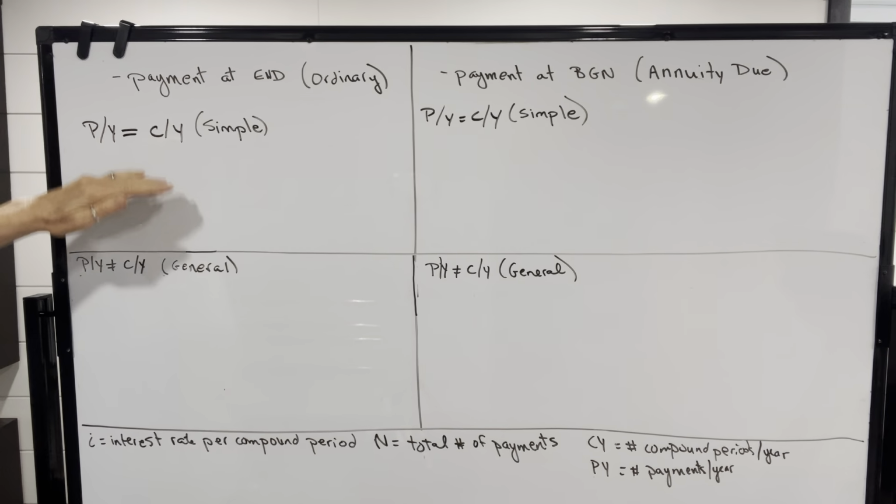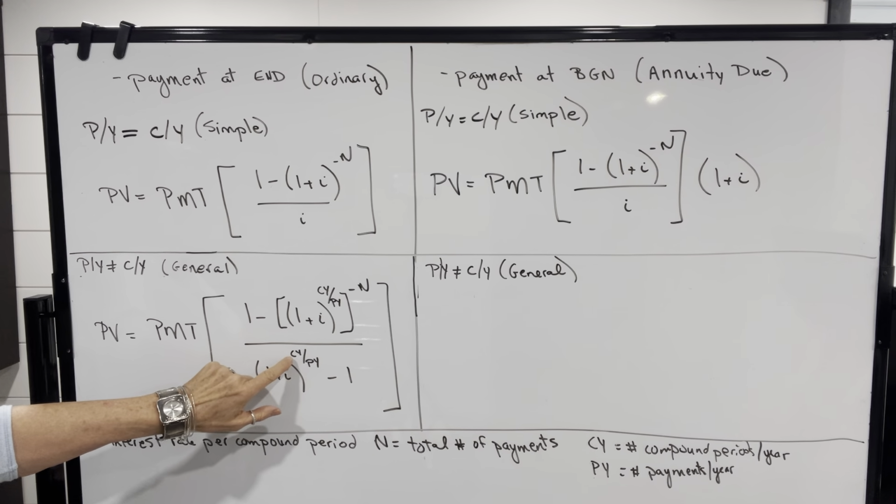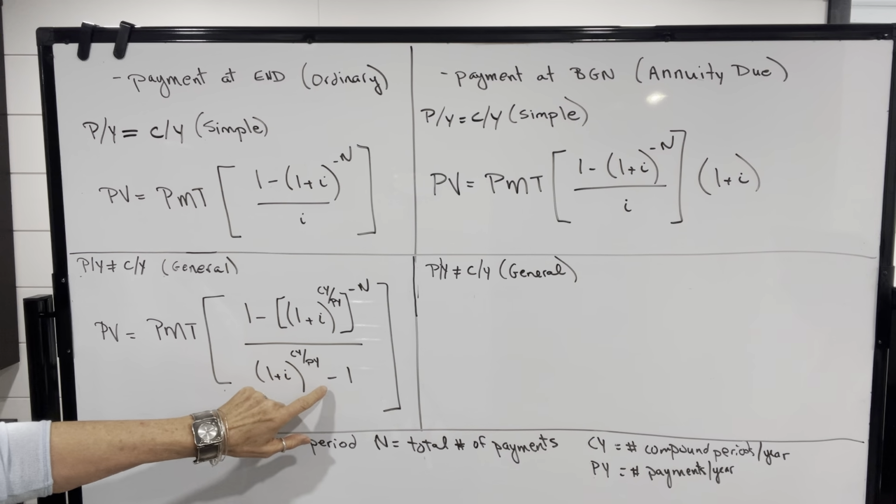When the frequency of the payments and the compound periods are not equal, then the formulas get a little more complex. So let's take a look. For an ordinary general annuity, the present value will equal the payment amount times, in the numerator we have 1 minus, and then in brackets we have 1 plus i to the exponent cy divided by py. Cy is the number of compound periods per year, and py is the number of payments per year. And then all of that is raised to the exponent negative n, where n is the total number of payments. In the denominator, we have 1 plus i to the same exponent, cy divided by py, minus 1.